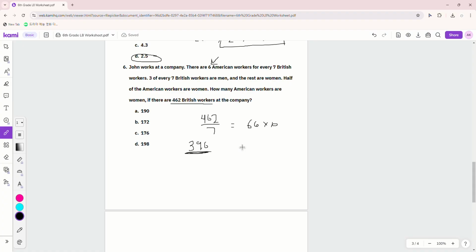And it says half are women and half are men. So it's asking how many American workers are women. So you would just divide that by 2. 396 divided by 2 is 198. So the final answer would be D, 198.